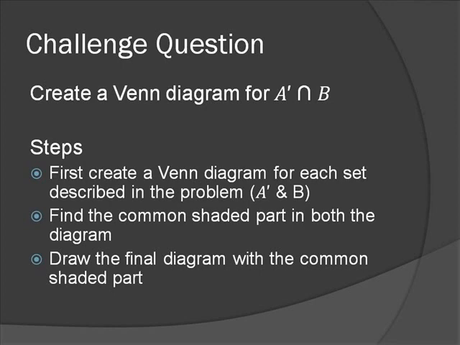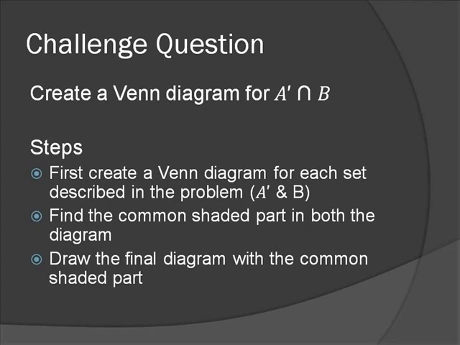So this is basically a tricky question, and I will recommend you to solve this question in steps, as I have solved it here. The first step is that we will be creating a Venn diagram for each set. For example, we will be creating a Venn diagram for A complement, and a Venn diagram for set B only. Then we will see what the common shaded part is in both the diagrams, and then we will give our final answer by making a Venn diagram again, and we will just shade that area which is common between the two diagrams of A complement and B.